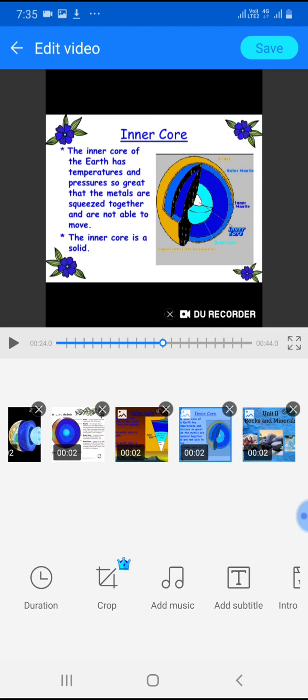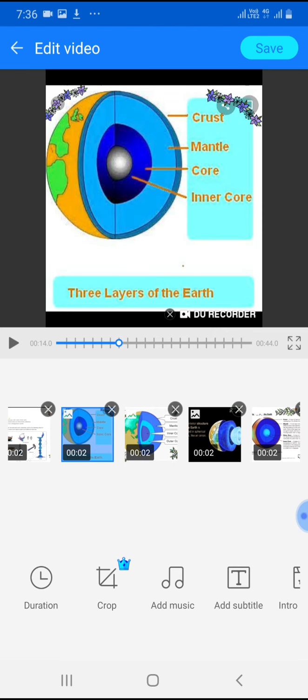I hope you understand the layers of the earth: crust, mantle, core, inner core and outer core. So these are the different types of layers of our earth.